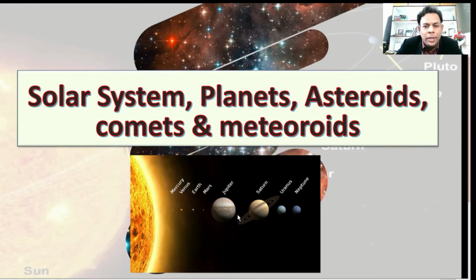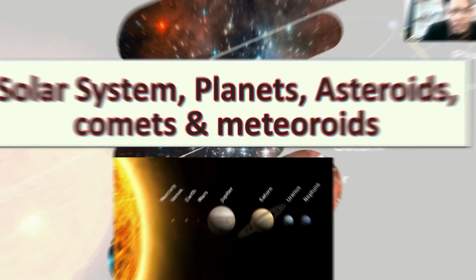In this lecture, we are going to look at the solar system. Also, we'll be looking at the planets, how many types of planets we have, and how we can remember these planets in a different way. And also, we'll be looking at the components of the solar system, which consist of asteroids, comets, and meteoroids.